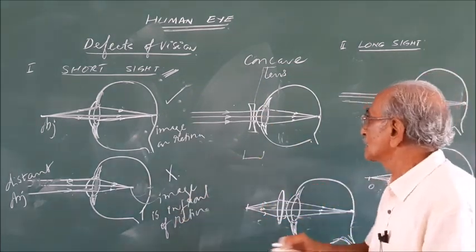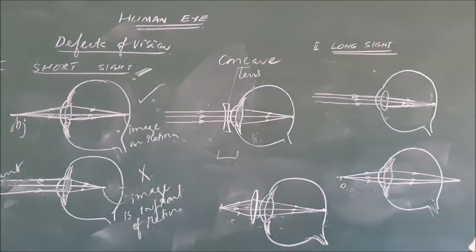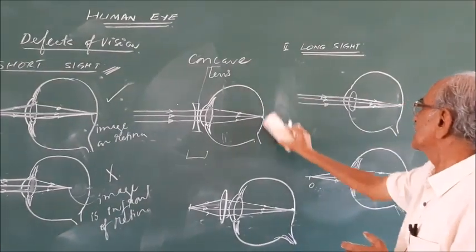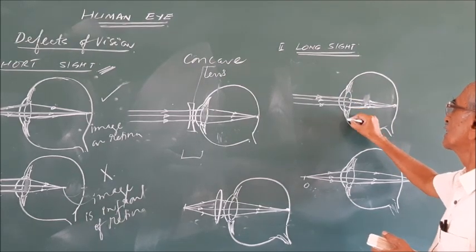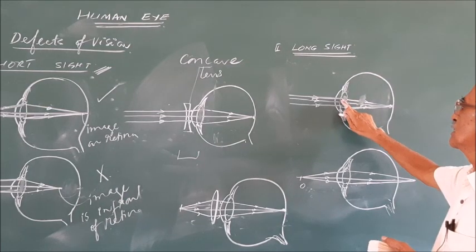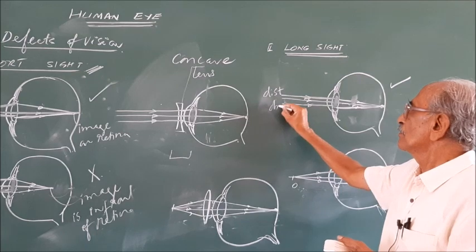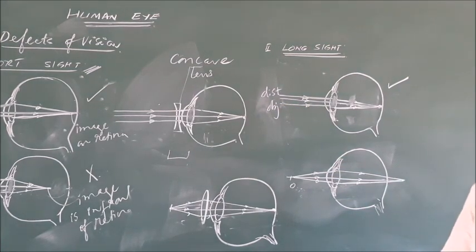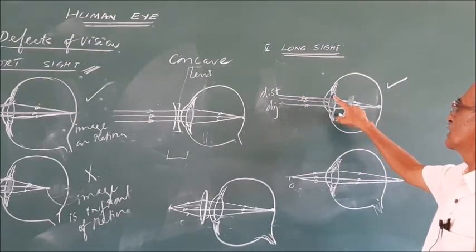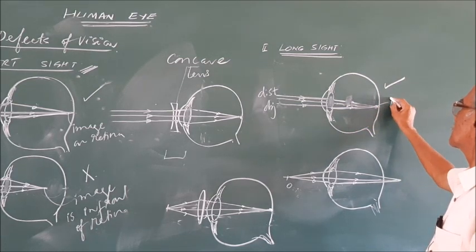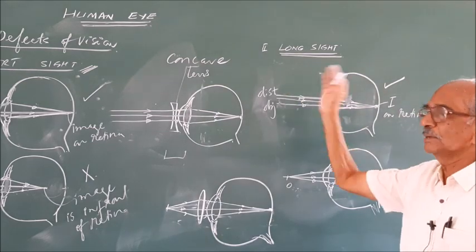Now, we have another common type of defect of vision, the long sight. Here, the eye suffering from long sight is able to see distant objects. Rays from a distant object become parallel by the time they reach the eye lens, and get converged onto the retina here. Image on the retina. So we have the perception of the distant object.